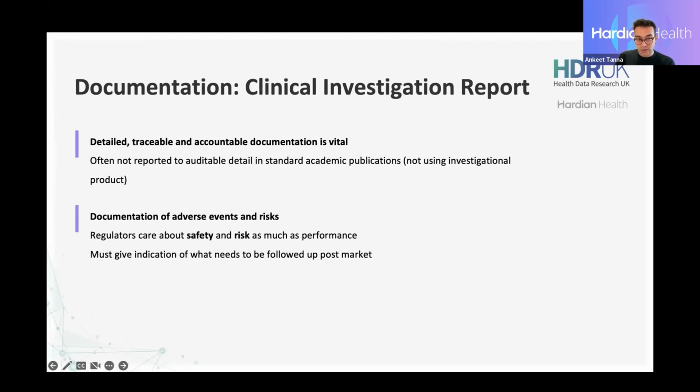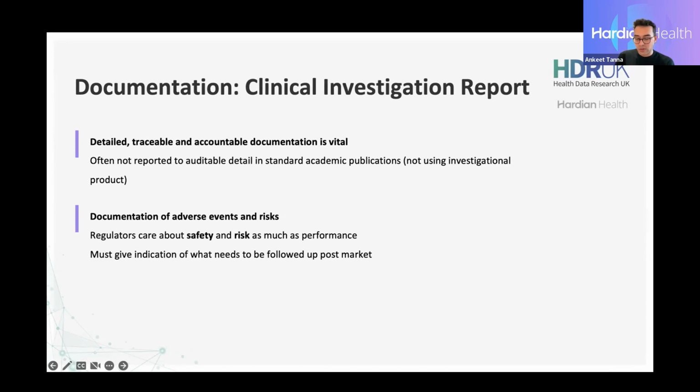And once you've done the investigation, it's really important to think about how you're going to document all the findings, including the risks and benefits. So Hugh talked about writing a clinical investigation plan, which says everything you're going to do. And this is the complementary document, which comes afterwards, where you report all the results in an auditable and traceable way. And you also document any adverse events. This is especially important in terms of regulatory submission, because regulators care about safety and risk as much as performance, because it's all about demonstrating that the benefits outweigh the risks, particularly for novel devices.